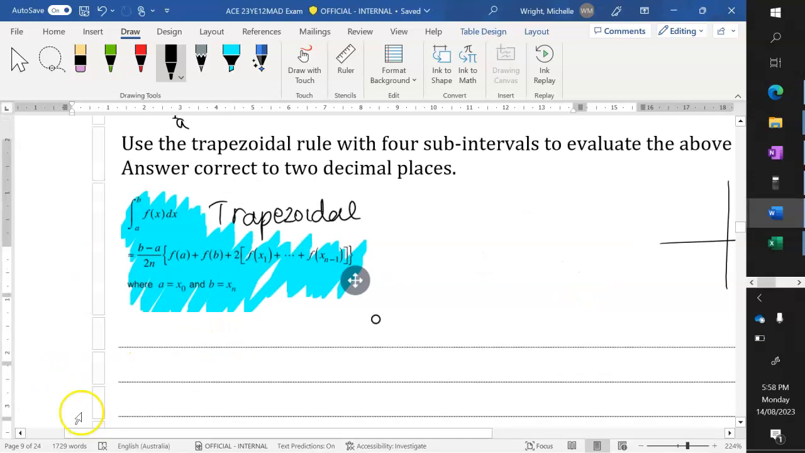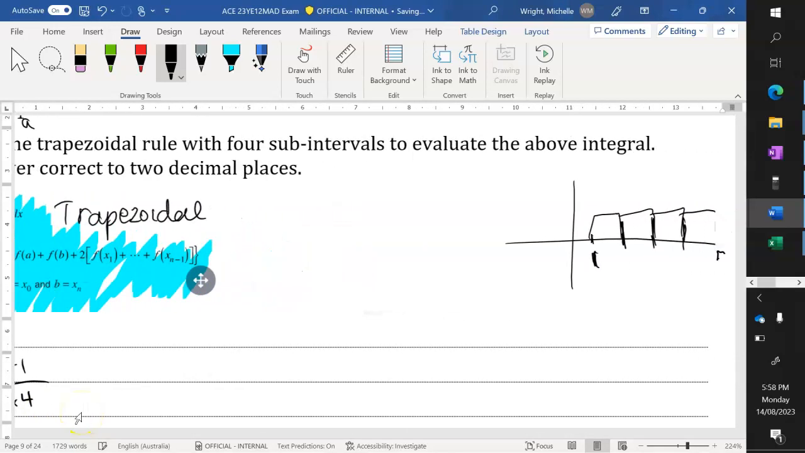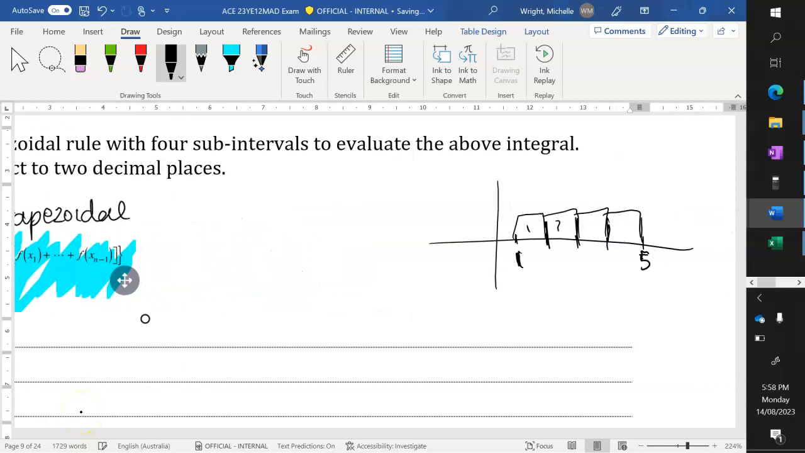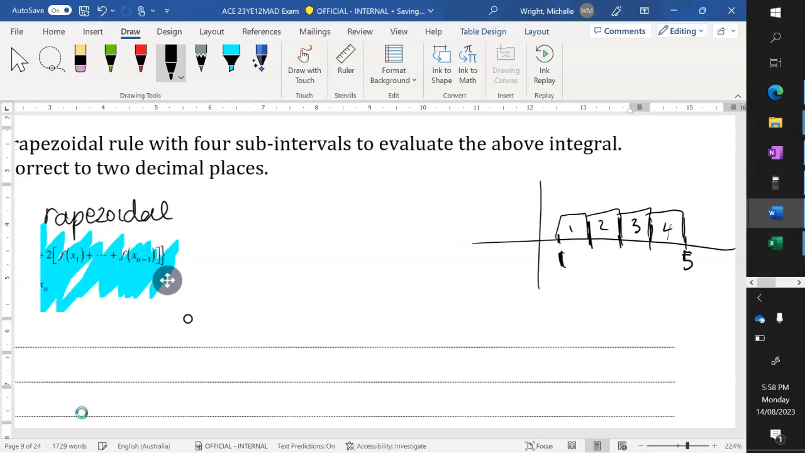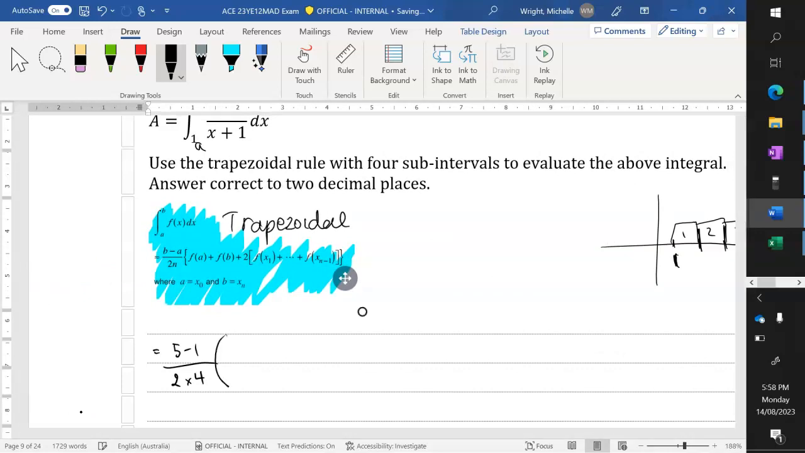So if you have a look at this formula here, we're going to go 5 minus 1 all over 2 lots of the number of subintervals, and we have 4. So not the number of function values, but our 1, our 2, and we've got 3, 4 trapeziums in there. Now, function A and function B. This is where a lot of people went wrong on this question.